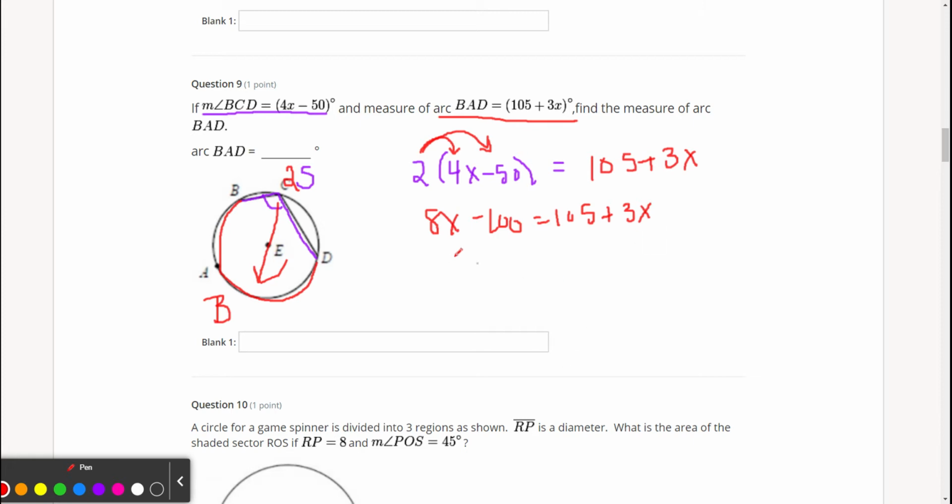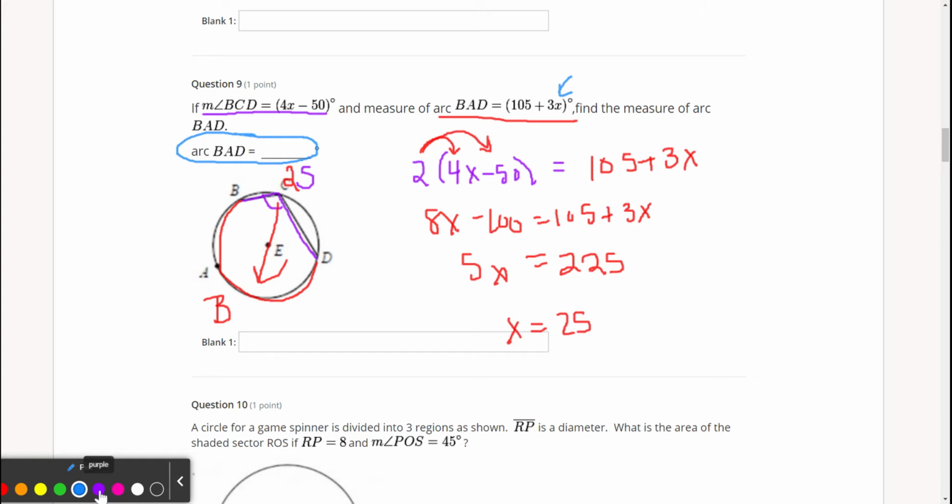So then I subtract 3x from both sides and I get 5x. And I add 100 to both sides, right? So I see a minus 100, I add 100, so that's 225. So x equals 25. Am I done? Why not? So BAD is this one. We got to substitute it back in.